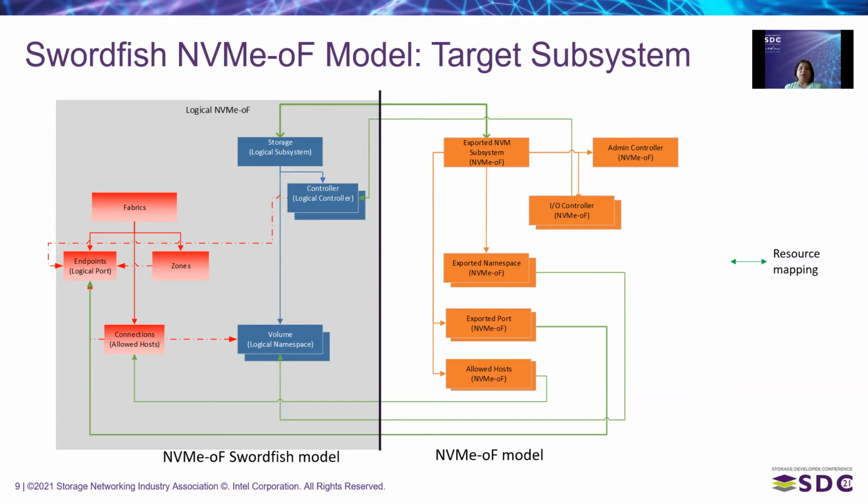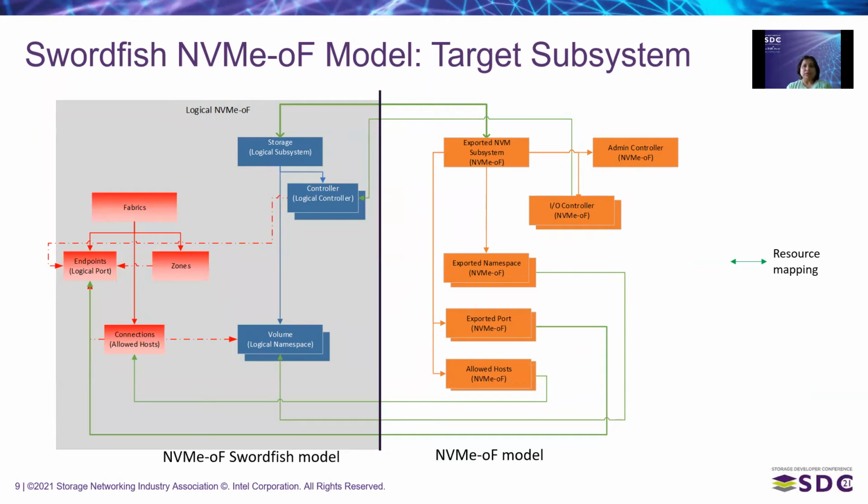But we need to understand two important things here. One is the mapping between Swordfish and NVMe, and the other is the properties that are associated with each of these resources. Understanding the mapping will let us know which Swordfish resource we should use in our implementation for a corresponding NVMe or NVMe over Fabric resource. And understanding the properties of each of these resources will help us implement the management software in such a way that it will comply with the Swordfish spec.